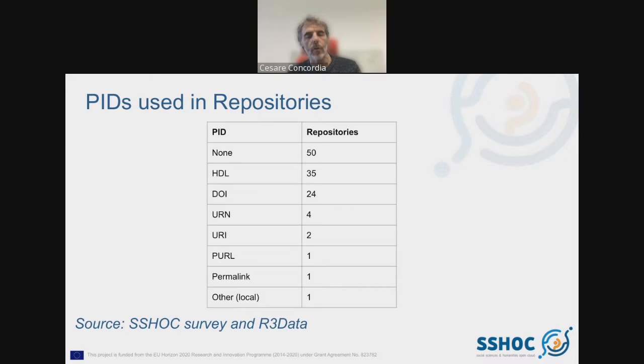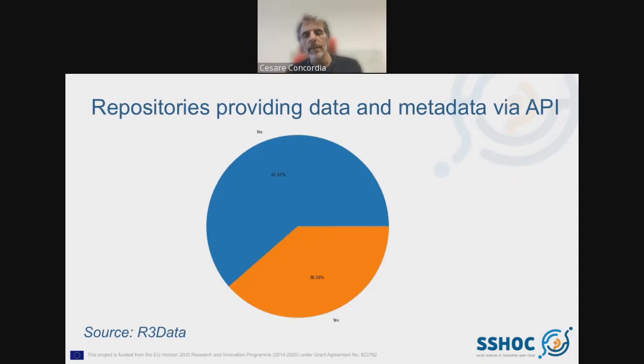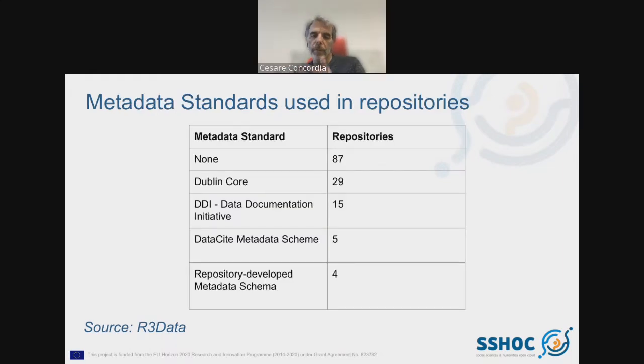where the PID is locally defined or not present, so not so useful for us. Another thing we investigated is how many of these repositories provide API and distribute metadata using API. Most of them don't, but there is an encouraging number of repositories that provide metadata through API. And last one, if the repository uses a metadata standard to distribute the metadata. And again, yes, the re3data says that many of them have their own metadata standard, and some of them use some standard.